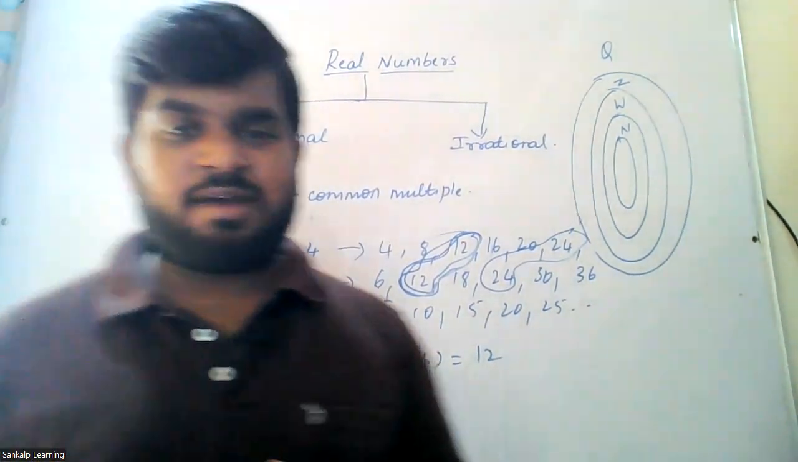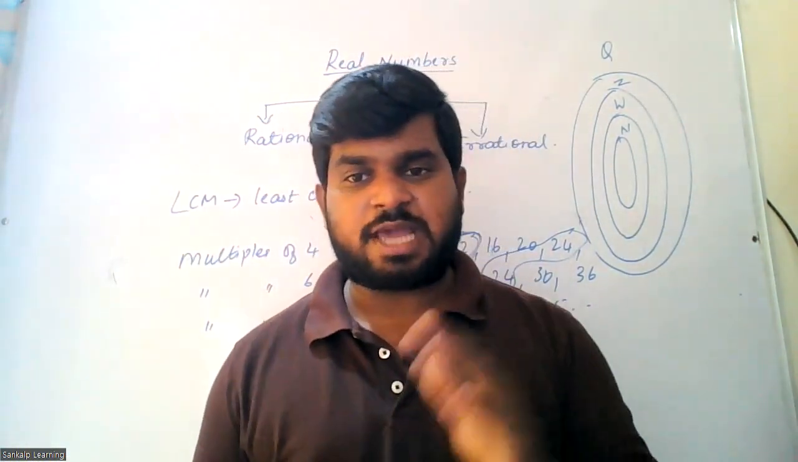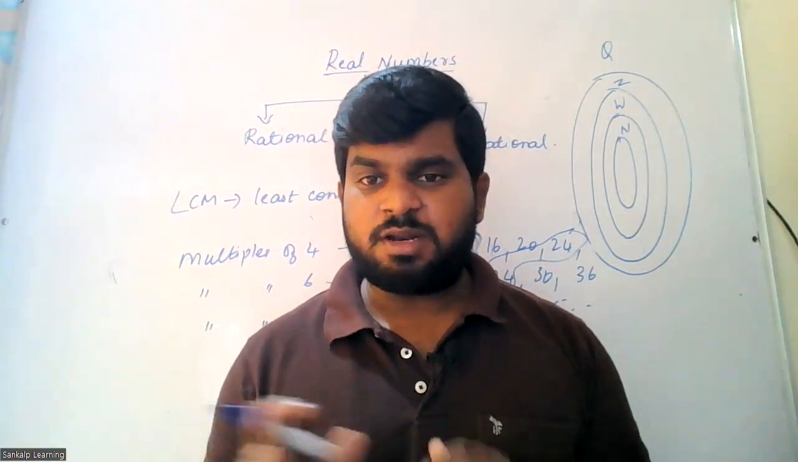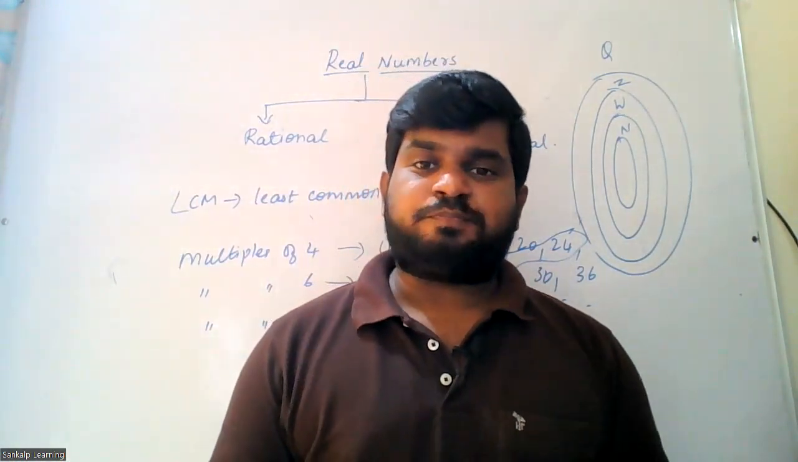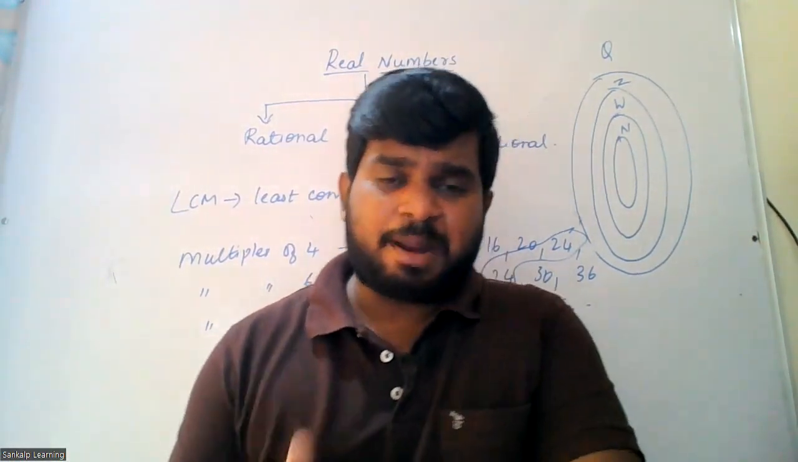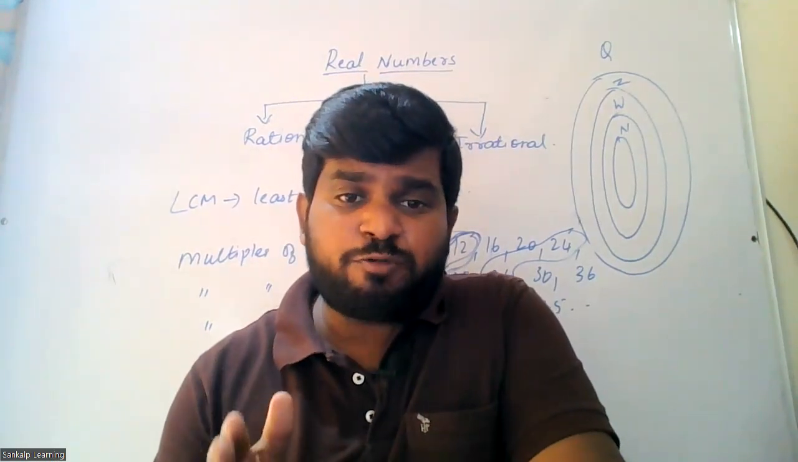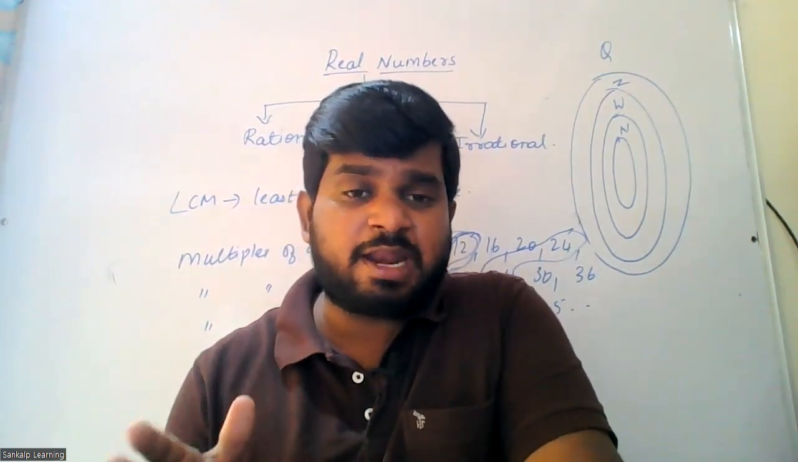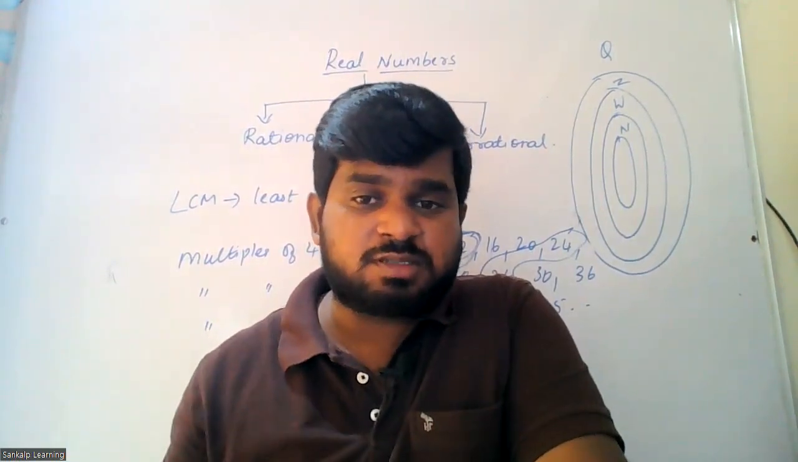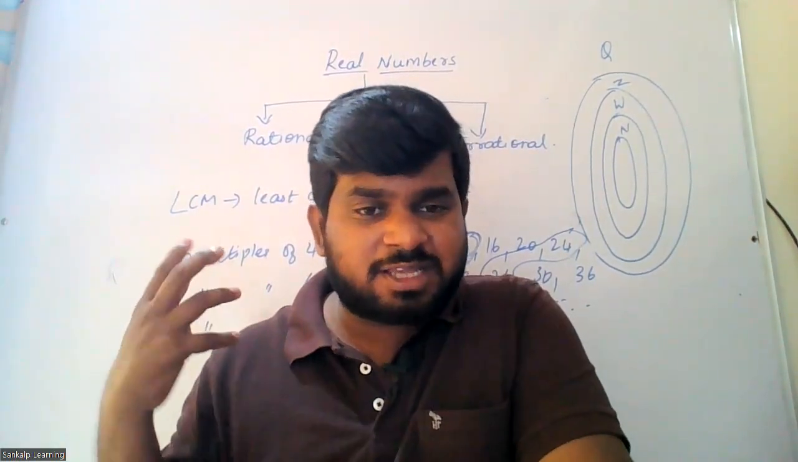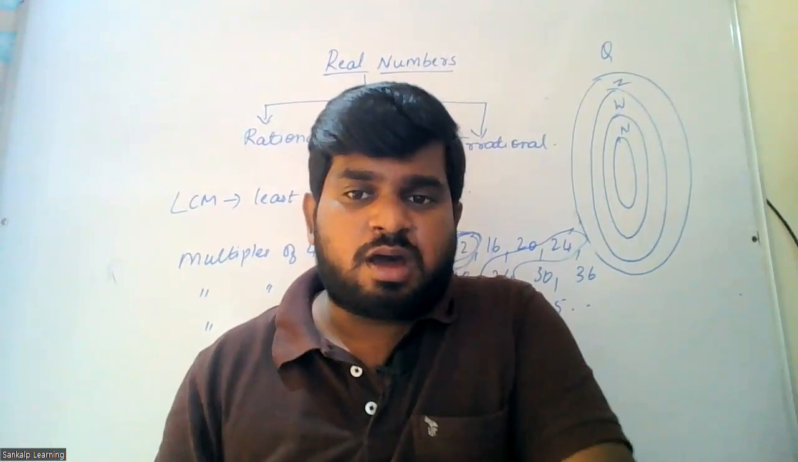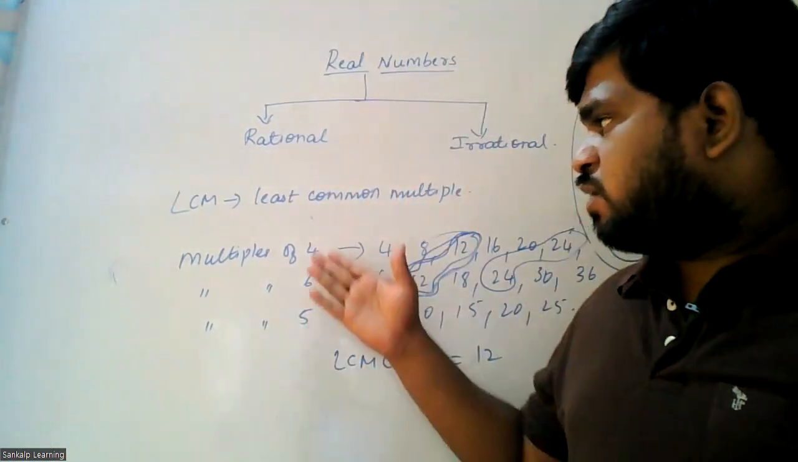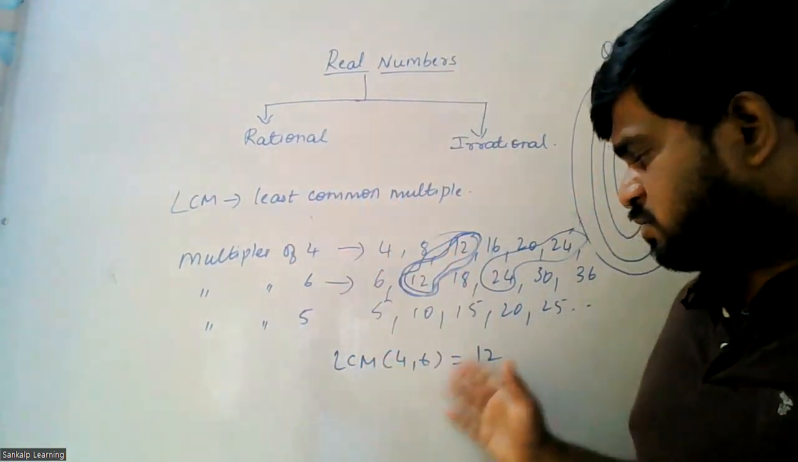Okay. So HCF and LCM, these are the meaning. Highest common factor, least common multiple. Okay. Now, in this chapter, we are going to learn how to find HCF and LCM of very big numbers. What I have given here are very small numbers. Suppose here I have given you the LCM of 4 and 6, which is 12.